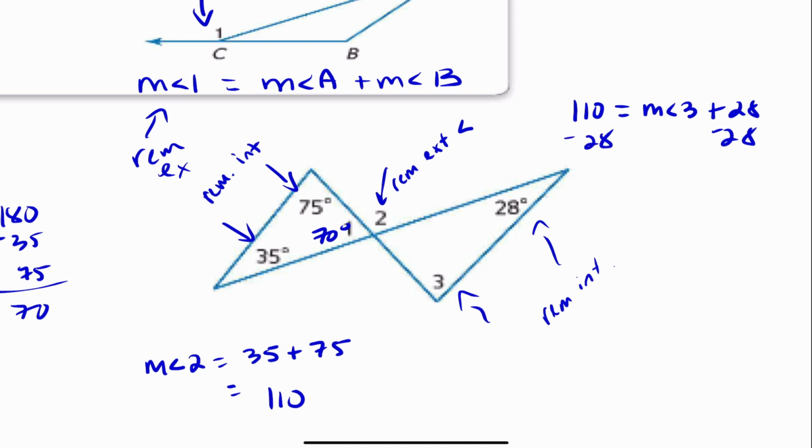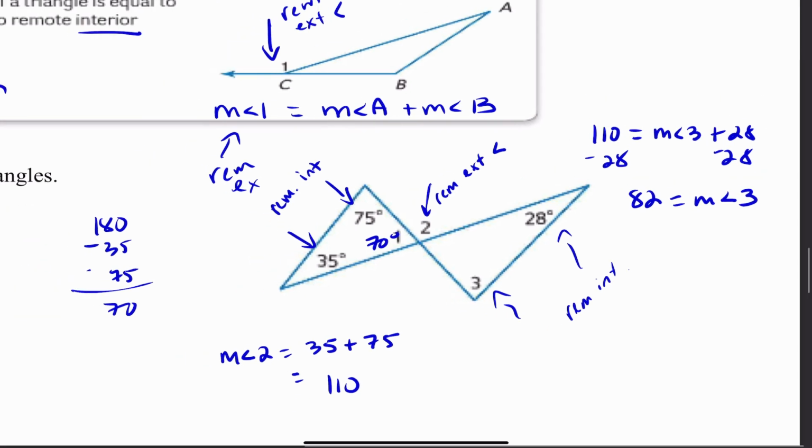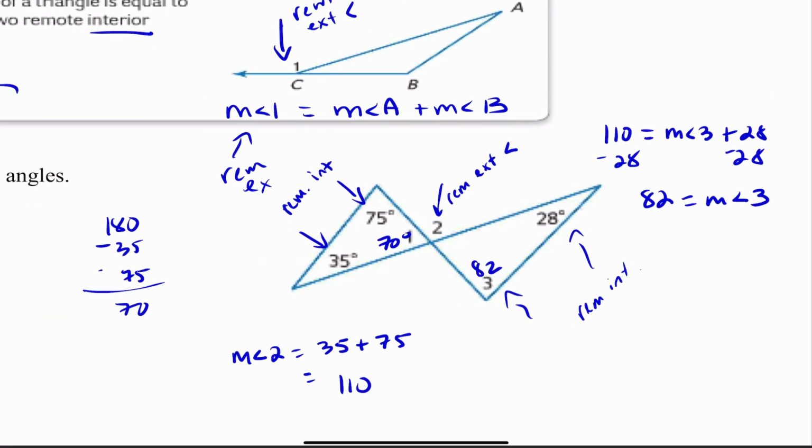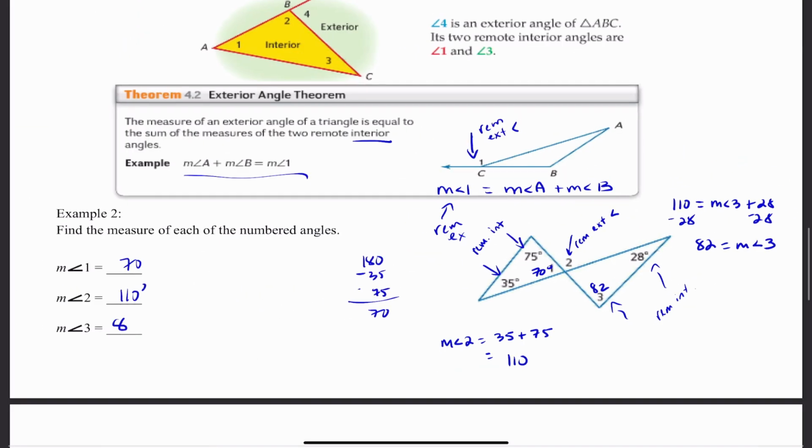Subtract 28 on both sides, so you get 82 equals the measure of angle 3. Okay? So that's how long that angle is. It's 82.